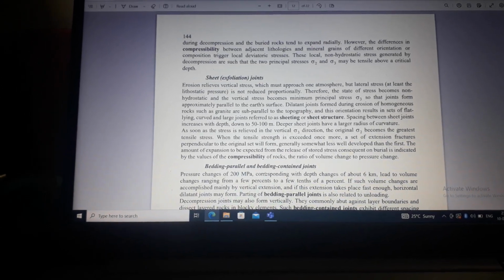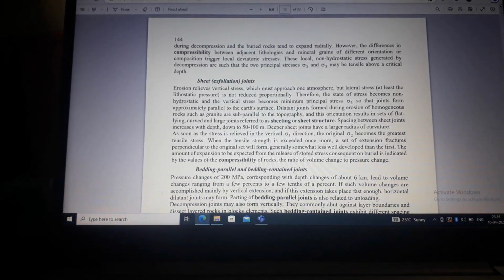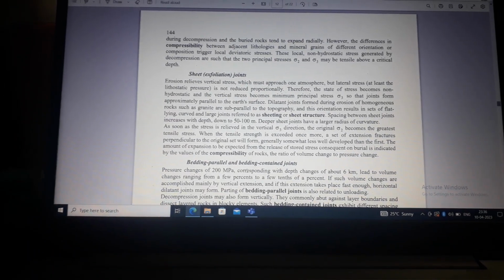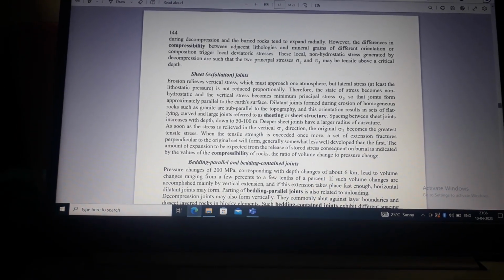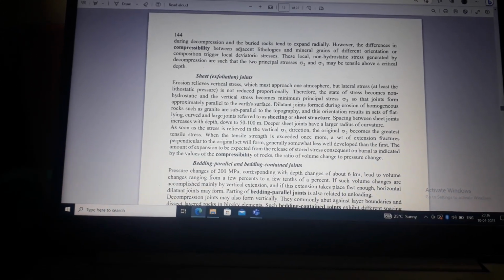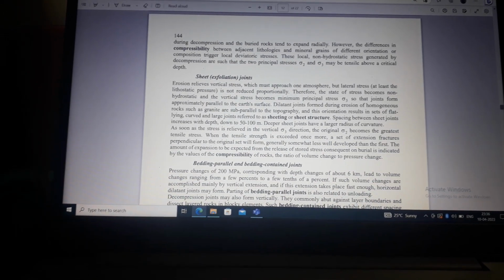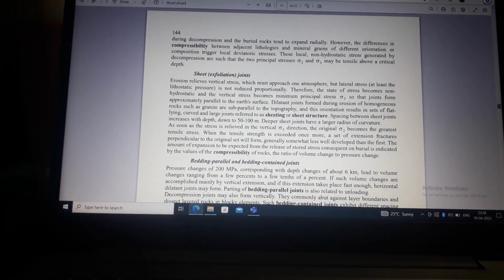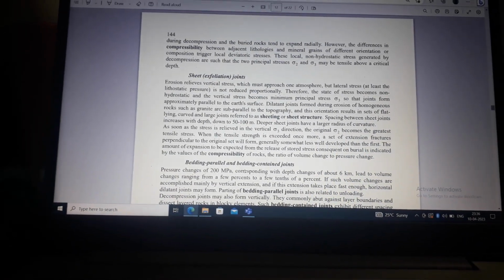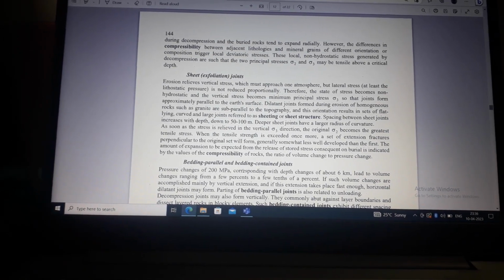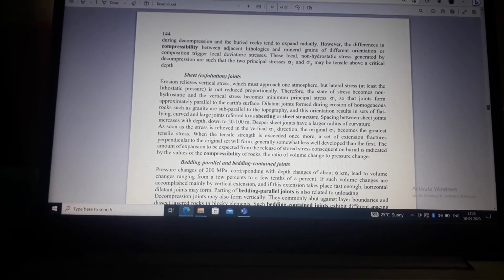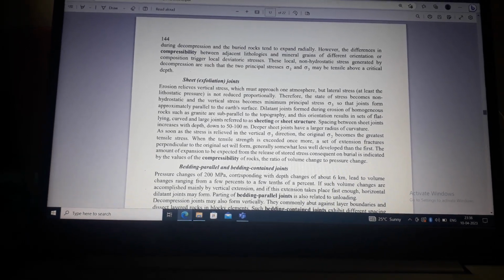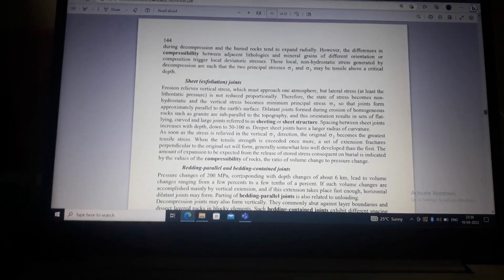Sheet exfoliation joints. Dilatant joints formed during erosion of homogeneous rocks such as granite are parallel to the topography, and these orientations result in sets of flat lying, curved and large joints, referred to as sheeting or sheet structure. Spacing between sheet joints increases with depth down to 50 to 100 meters.